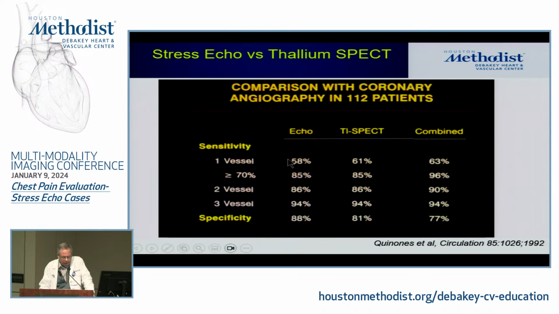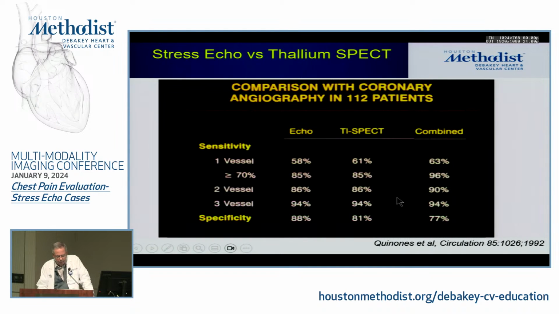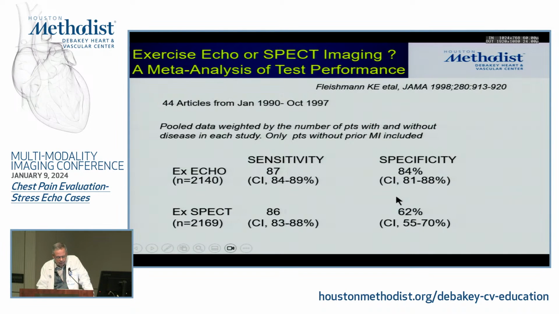And these were the findings in terms of coronary angiography. For one vessel disease with 70% or more, both had very, very nice sensitivities. And then two and three vessels, of course, very high too. Specificity appeared to be a little bit higher for echo than nuclear, but again, not statistically significant.